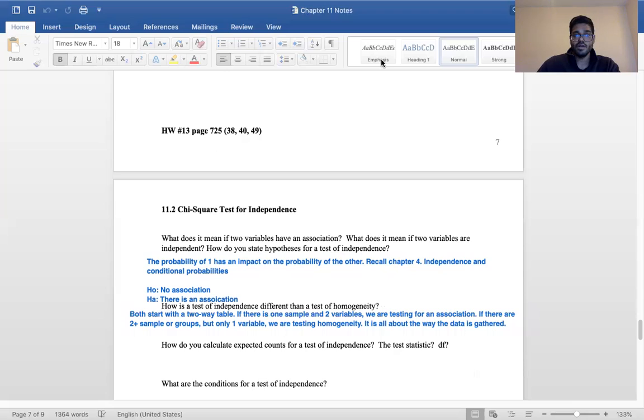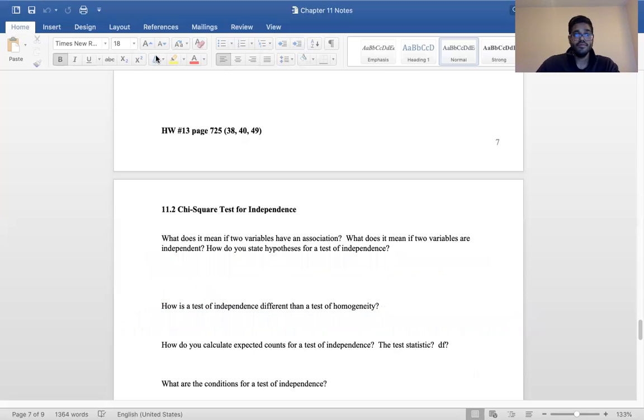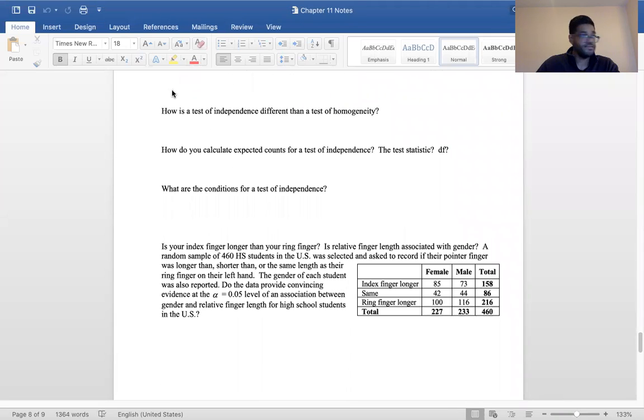Now this is where some things change up a little bit. So we're going to write some equations here. How do you calculate the expected counts? The expected count is going to equal your row total times your column total, all over the table total, so the whole total. And you need to do this for each cell.